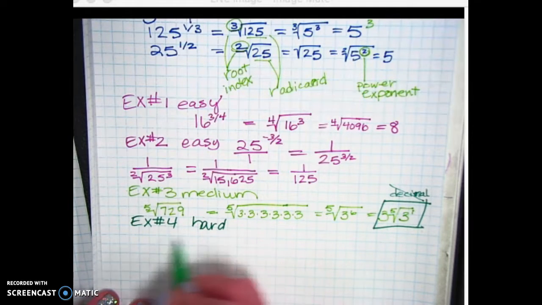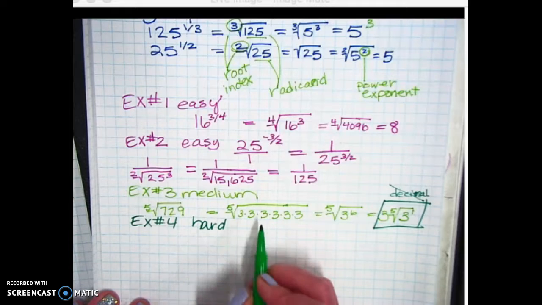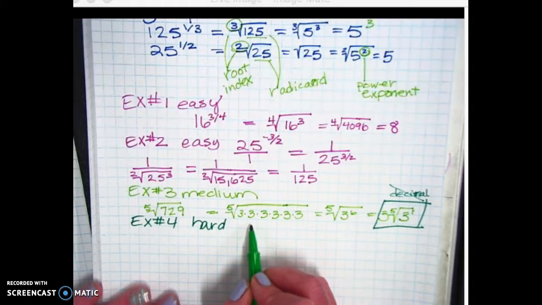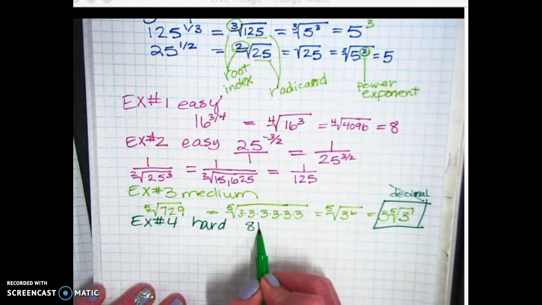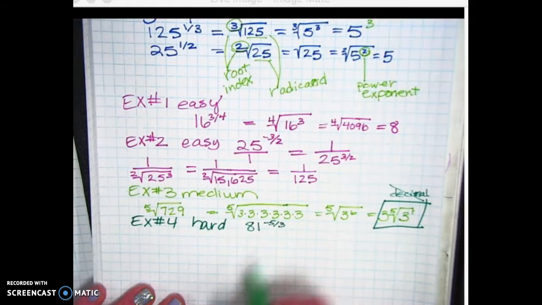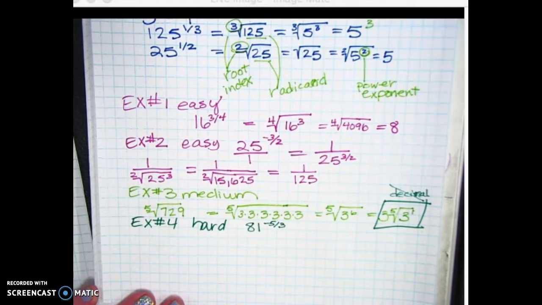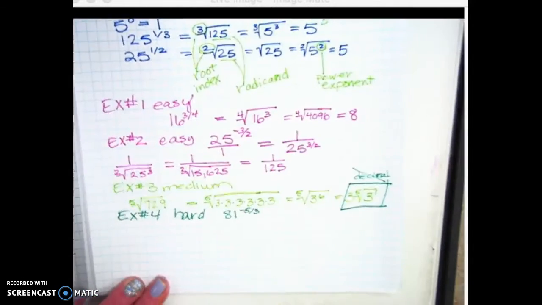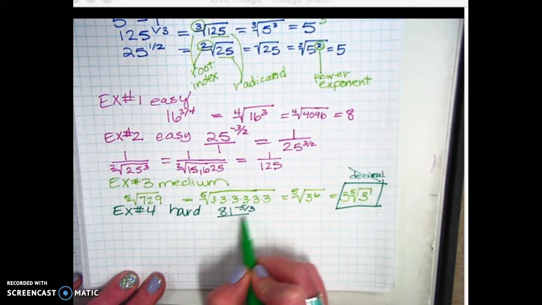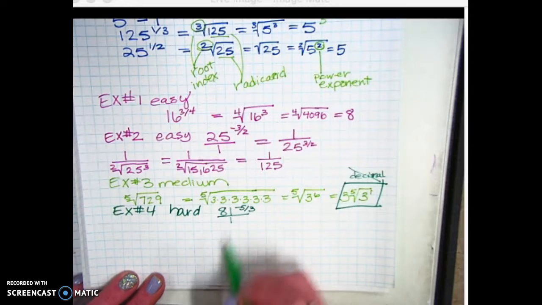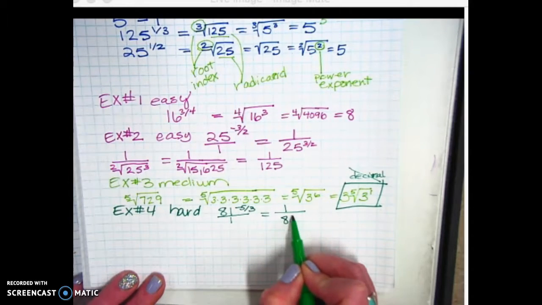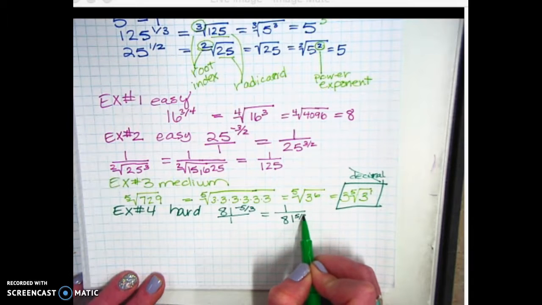All right. Example number 4. We're getting into the harder ones because, you know, in your book it's going to start off easy, easy, easy, easy, and then get to some harder ones. We've got 81 to the negative 5/3 power. Since it's a negative exponent, I'm going to make it into a fraction by putting a 1 in the denominator and then flip it to 1 over 81 to the 5/3.